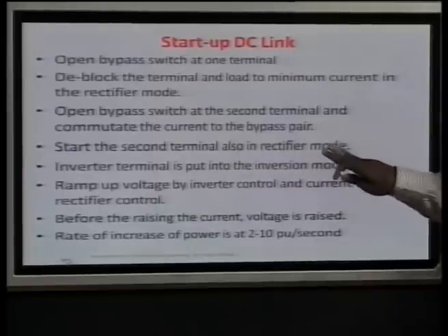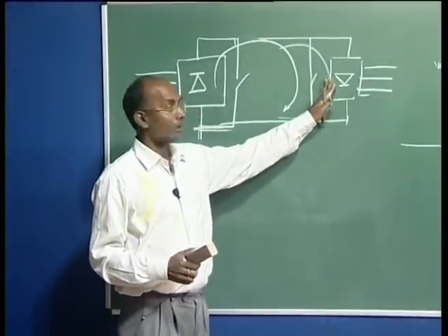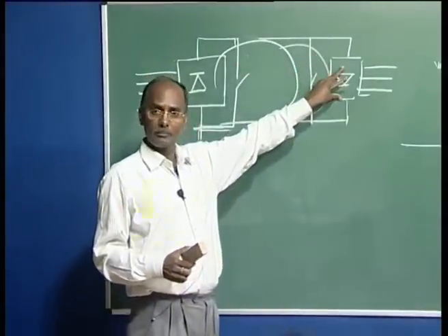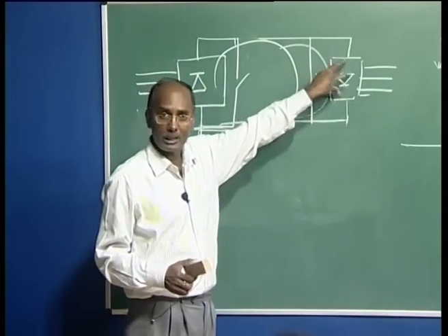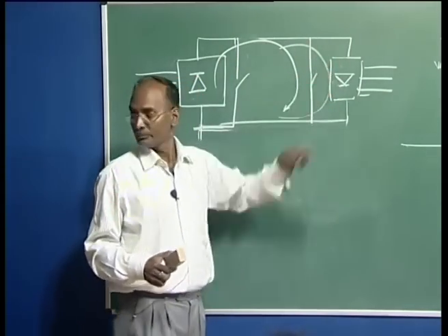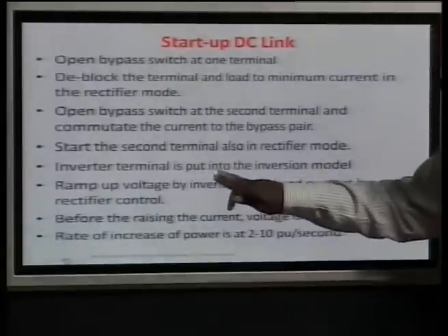also in the rectifier mode, meaning the other one is also in the rectifier mode. Here the voltage is just opposing, in the additive sense, because you are connecting it this way. So, this is also additive. The current will be flowing even for a small voltage. In rectifier mode, the inverter terminal is now put into the inverter.